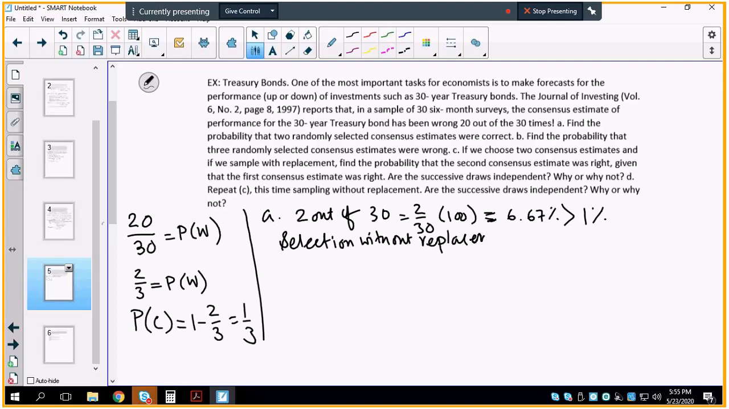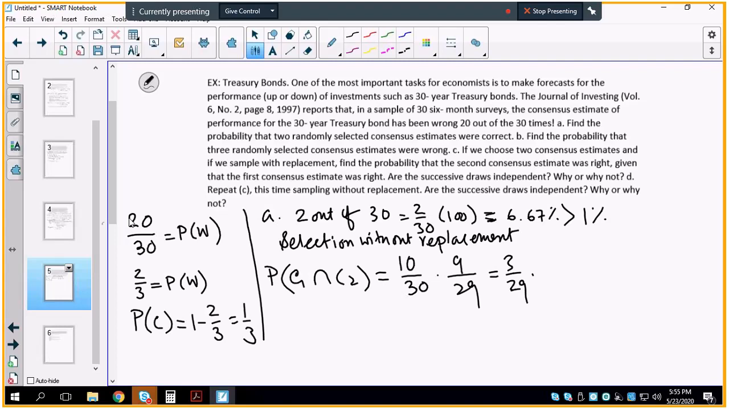For the first one, I want both of them to be correct, so probability of correct in the first one and correct in the second one. So for the first one, you have 10 of them correct out of 30. But once you have selected the first one correct, there are only 9 of them left correct out of 29. So that gives 3 over 29 as your final answer to the probability.